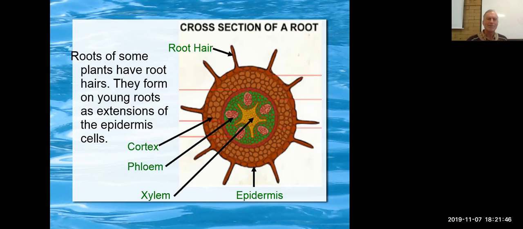Some plants have root hairs on their roots. They form on the young roots right behind the area where it's growing. They're actually extensions of the cells in the epidermis. If you look closely at this diagram, you can see that the hair is part of that cell on the surface of the root. And what the root hair does is it greatly increases the surface area of the root, so it can absorb more water and minerals from the soil. So it's in contact with a greater amount of the soil.